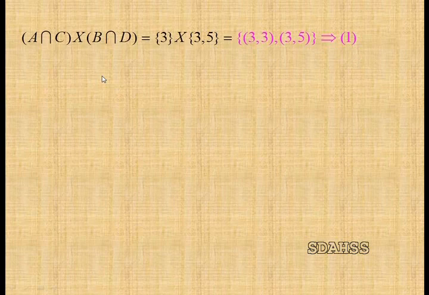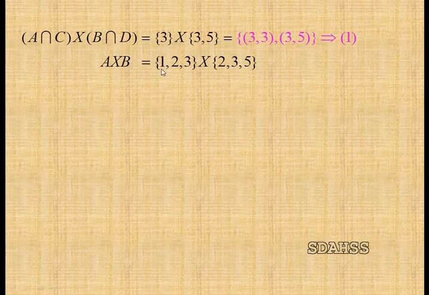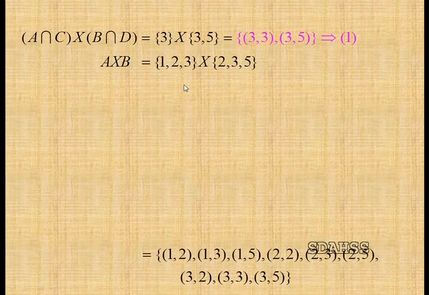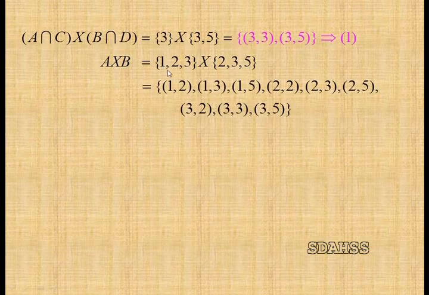And then in RHS, first you find A cross B. Here the set A is {1, 2, 3} cross set B is {2, 3, 5}. So this can be written as (1,2), (1,3), (1,5), (2,2), (2,3), (2,5), (3,2), (3,3), (3,5).